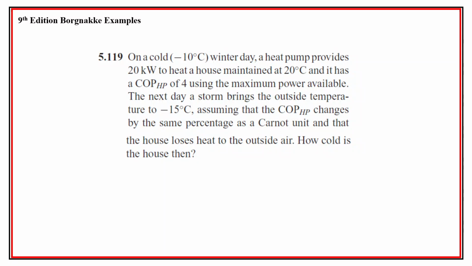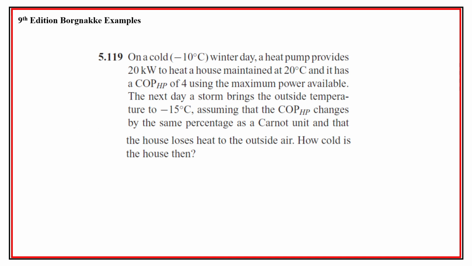All right, one more example for class 19. Here is 5119 from the ninth edition of Boronaki. We have a cold day, it's negative 10 degrees Celsius, and a heat pump provides 20 kilowatts of heat to the house and maintains it at 20 degrees Celsius. It has a coefficient of performance for a heat pump of 4, using the maximum power available, right?